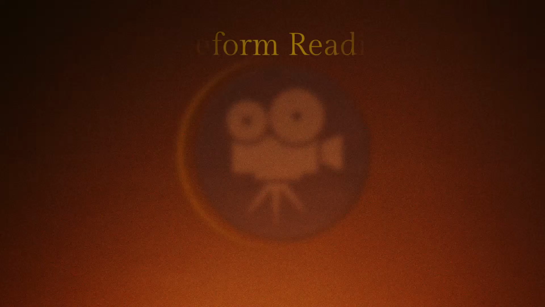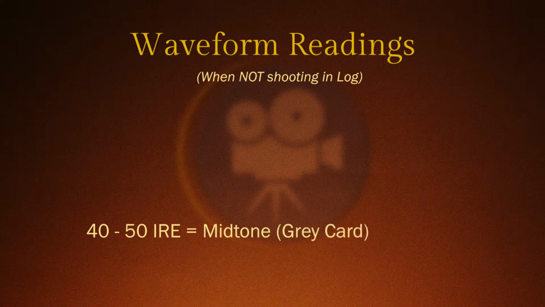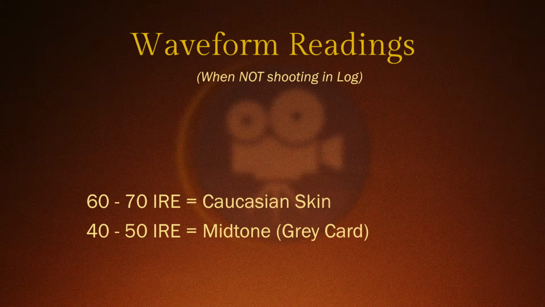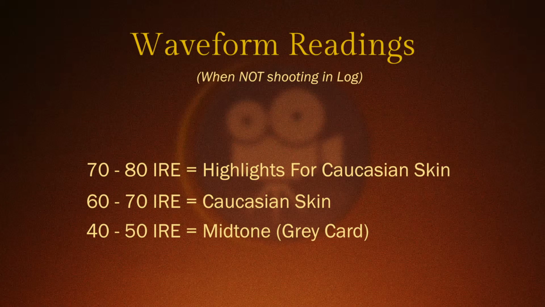If you use a gray card to help you to expose, you'll want to place the card in your key light. The card should fall at the 50 IRE line when it's properly exposed. Caucasian skin tones should fall around 60 to 70 IRE, with highlights somewhere around 80 or so. This of course is going to be dependent upon your own preferences, as some people like Caucasian skin tone highlights to fall closer to 70 IRE.